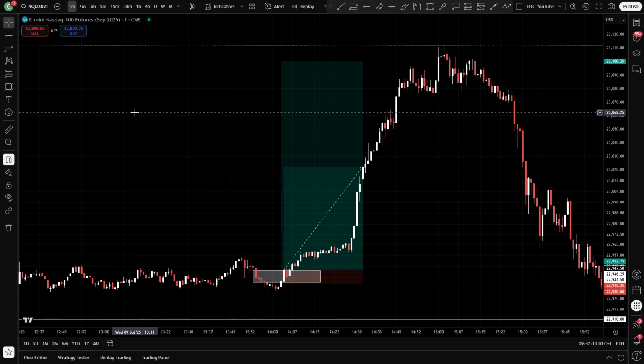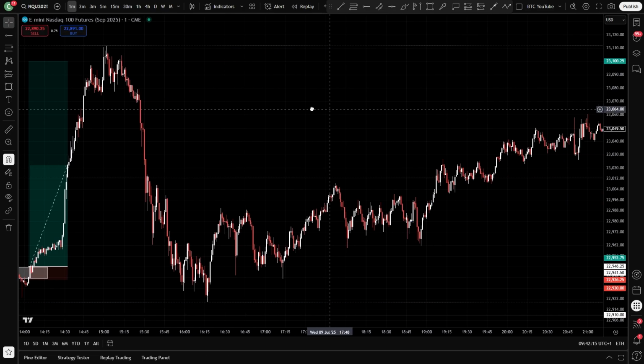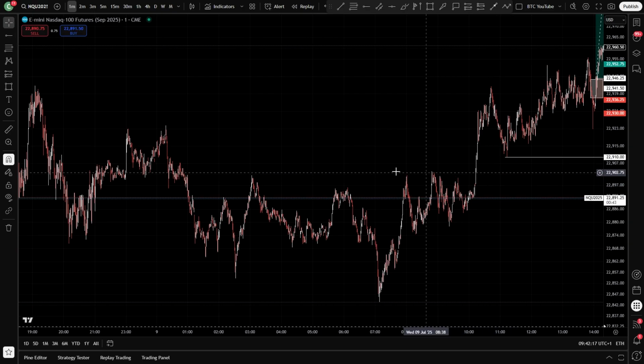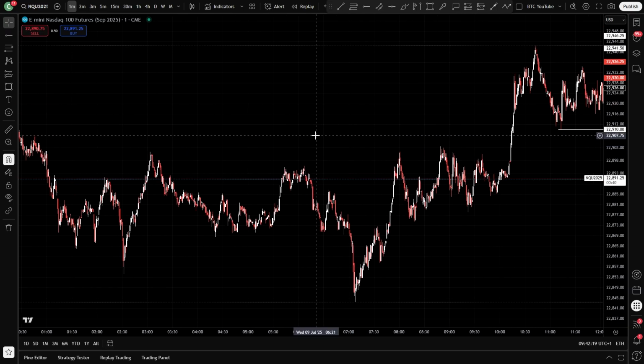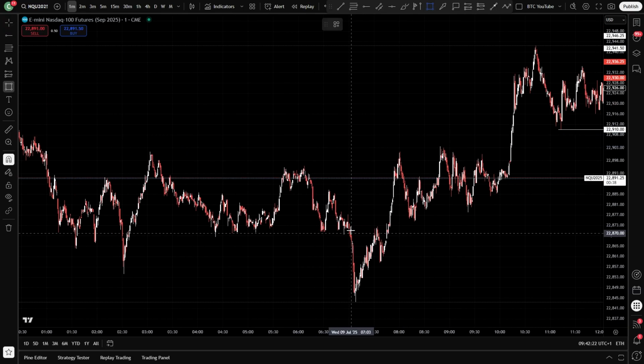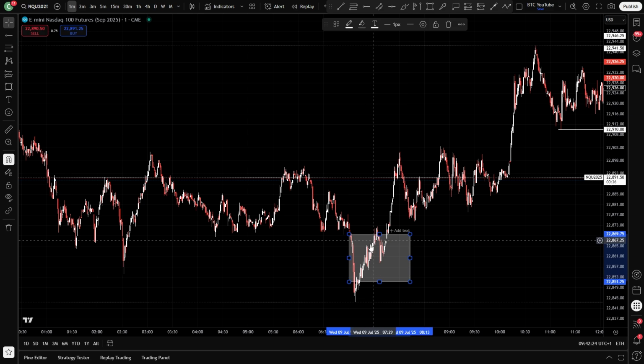Absolute banger of a trade. Incredible potential, obviously, of the strategy. And these kinds of V shapes happen all the time in the market. You can see if you just look on the 1 minute here, there's a potential V shape here. You could have taken something like this.